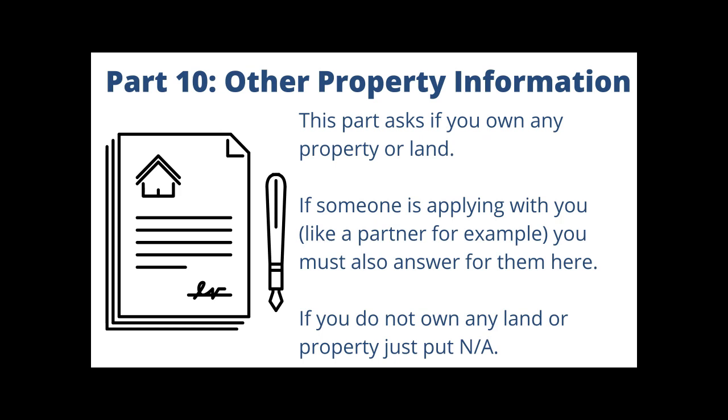Part 10 is for any information about other properties. It asks if you own any property or land. If someone is applying with you, like a partner, you must also answer for them here. If you do not own any land or property, just put NA or not applicable.